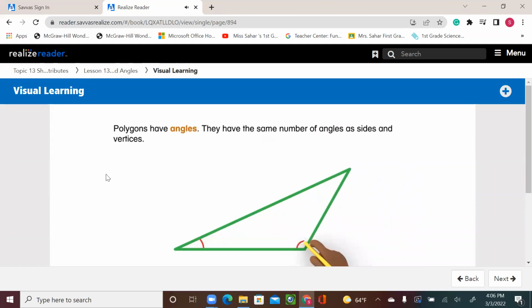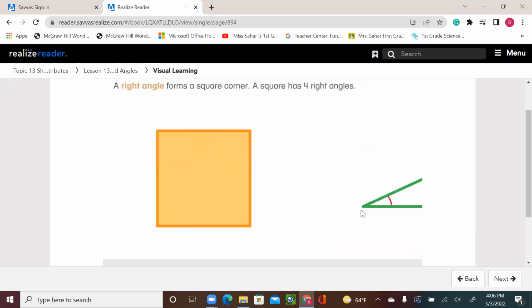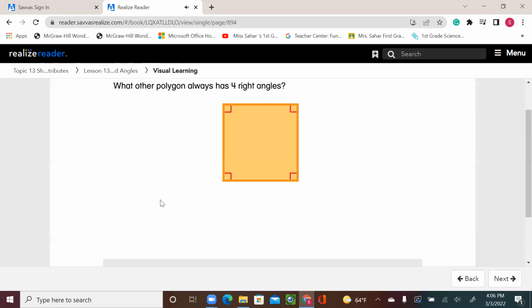Polygons have angles. They have the same number of angles as sides and vertices. A triangle has 3 angles. A right angle forms a square corner. A square has 4 right angles. What other polygon always has 4 right angles? Select your answer.